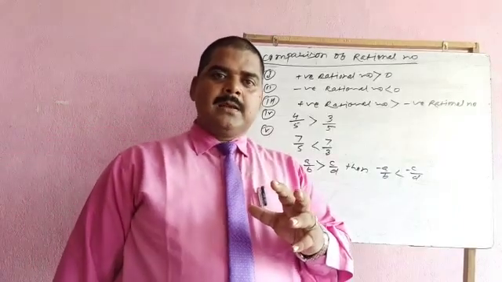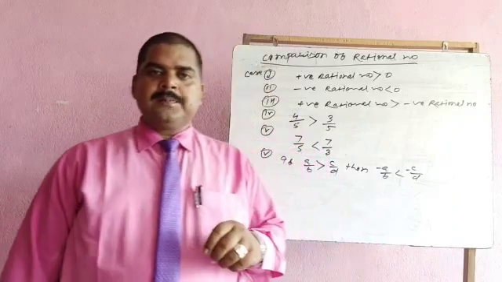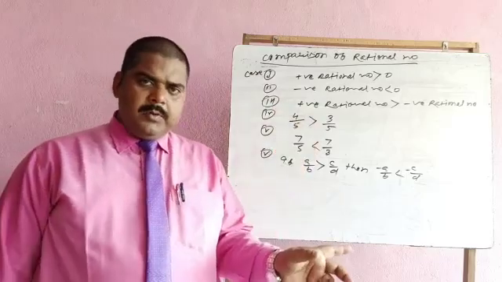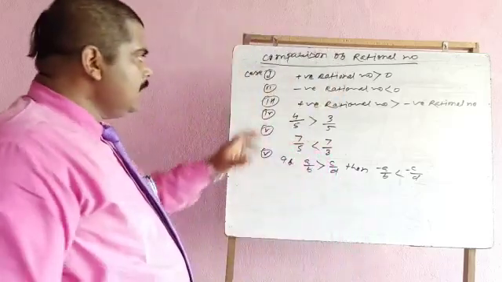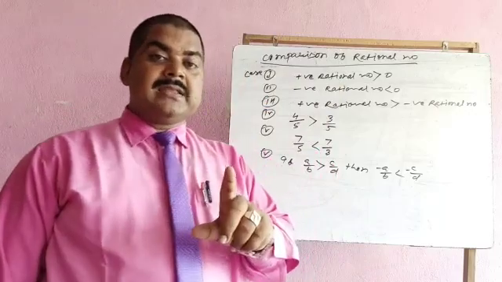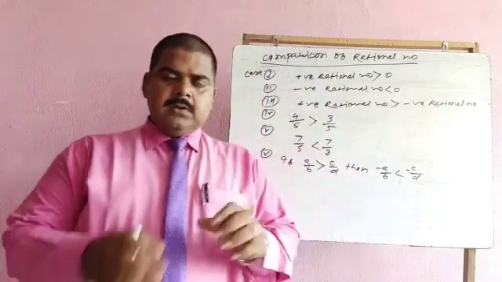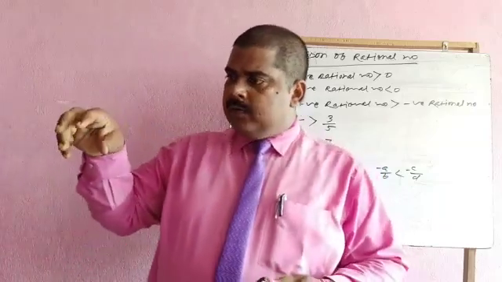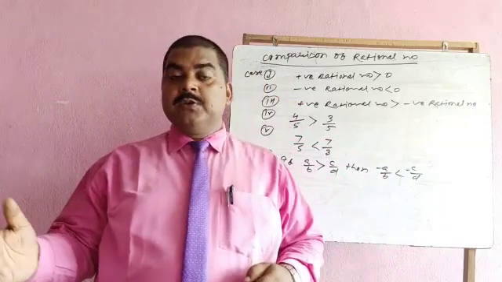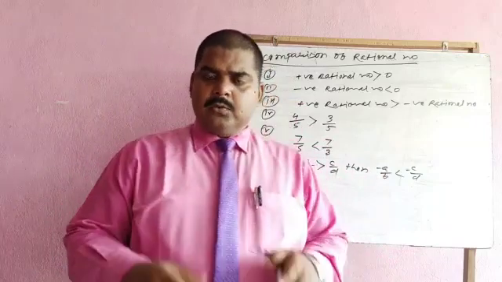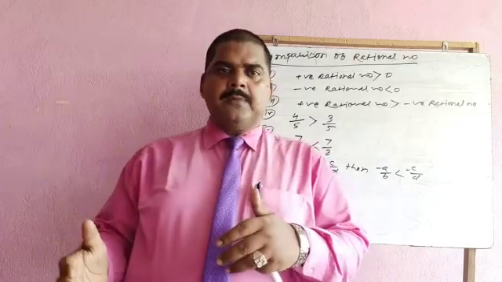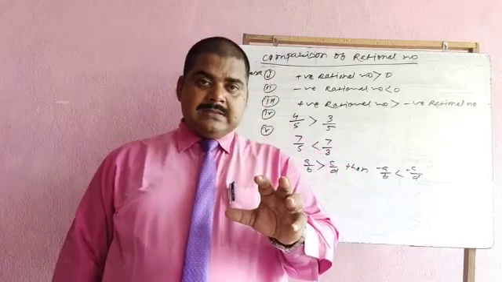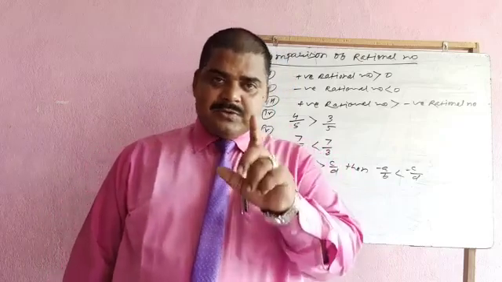Regarding the comparison of rational numbers, you must keep five different points in mind. I have written the list on the board. First, a positive rational number must be greater than 0. You also know that on the number line, positive rationals are located on the right side of 0. Every number located on the right side of another number must be the greater number. So positive rationals are greater than 0.